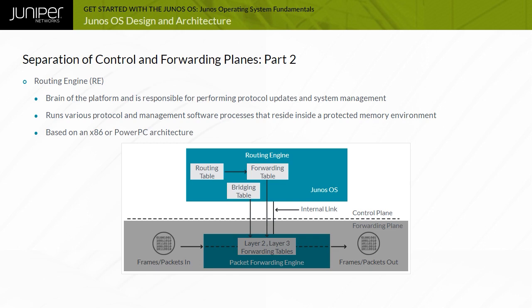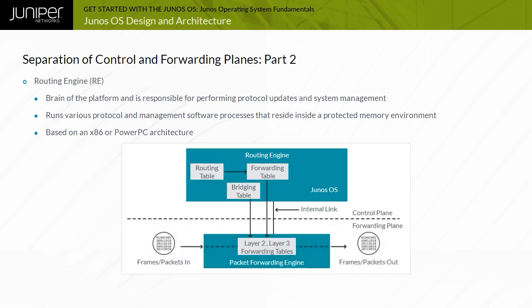The routing engine maintains the routing tables, also known as the routing information base or RIB, the bridging table, and the primary forwarding table, also known as the forwarding information base or FIB, and connects to the packet forwarding engine through an internal link.